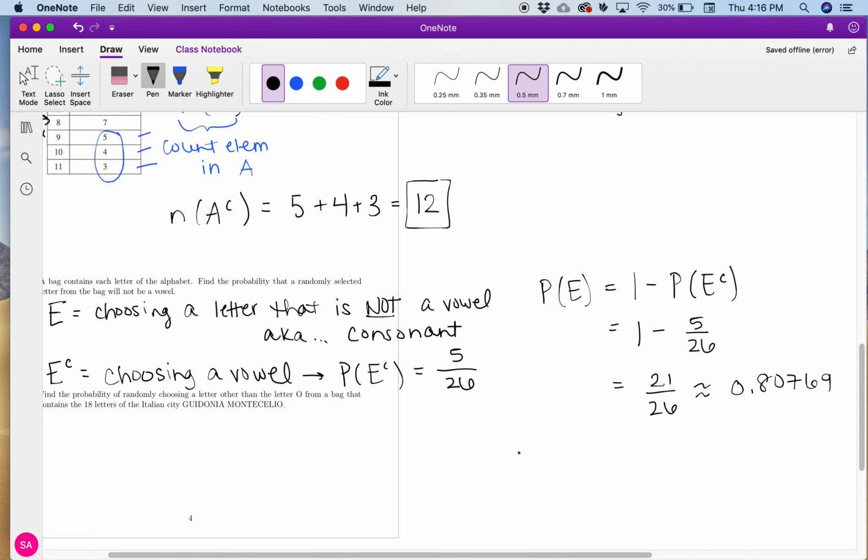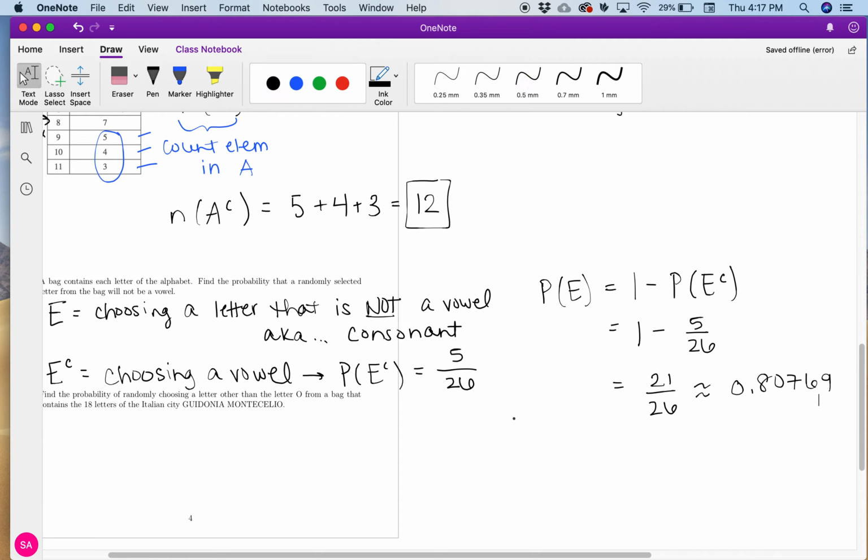So once again, what we did is, it was easier to find the probability of choosing a vowel because there's only 5 vowels, A, E, I, O, U. To figure out the probability of choosing a consonant, you would have had to go and count all the consonants in our alphabet, which granted, there's not that many, there's 21. So it wouldn't have taken super long to figure that out.